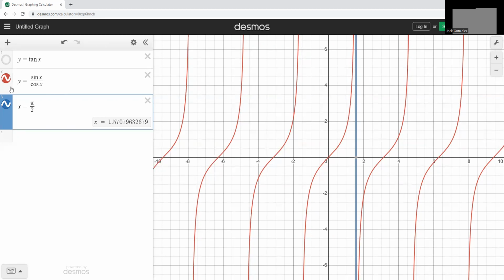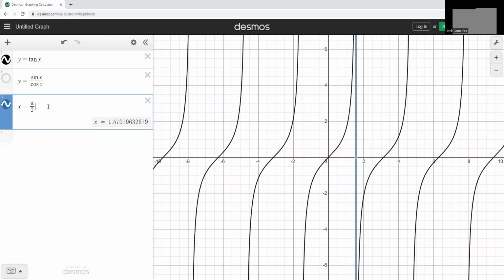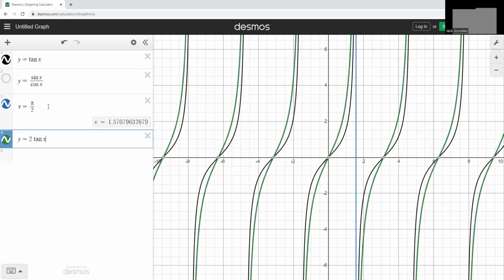Can you tell me what happens if I increase the amplitude? It just grows faster. It's not really an amplitude anymore, but case comes up, there it is.